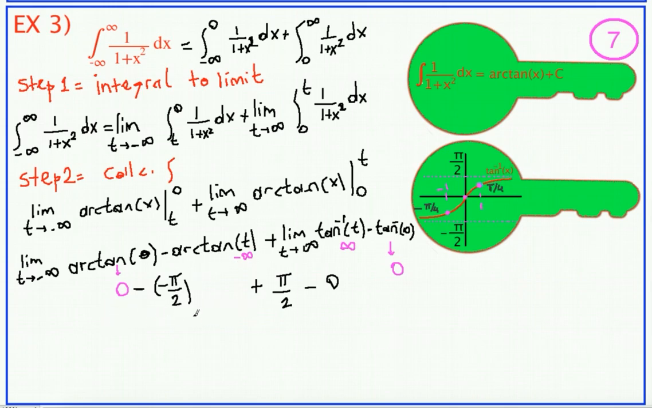Okay, let's continue our evaluation. So this is negative pi over 2, which will be pi over 2 plus pi over 2. So our integral will be pi over 2 plus pi over 2, which is pi. So our answer is pi, and pi is a finite number, a finite value. So our integral is convergent.